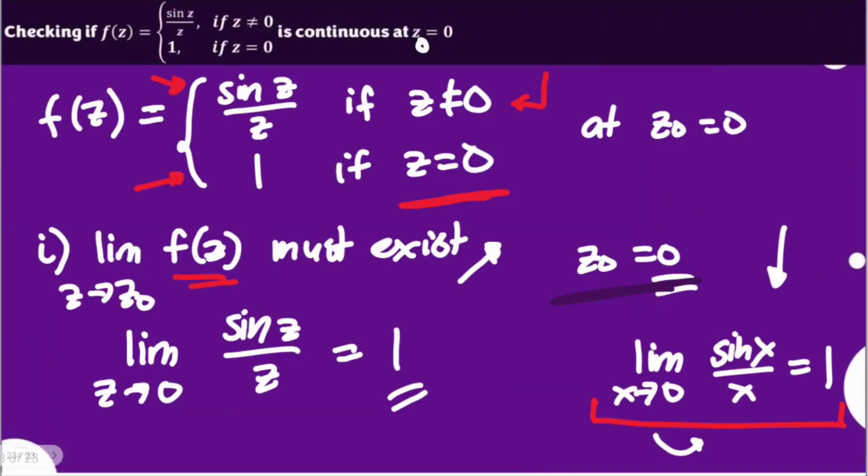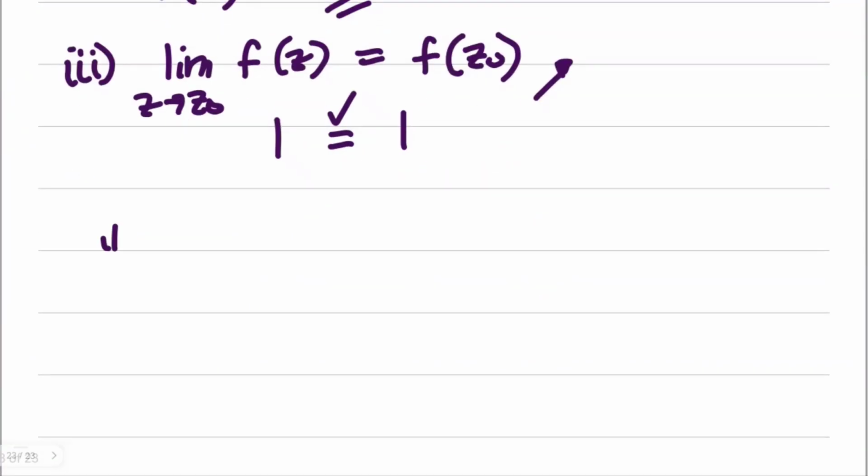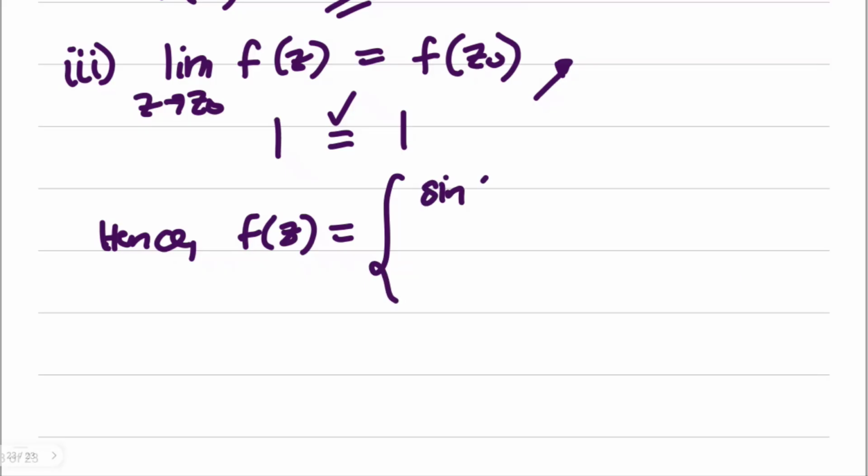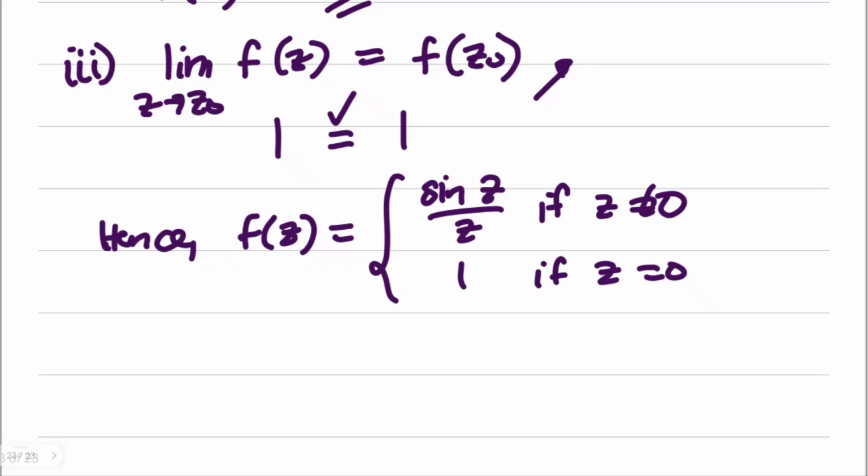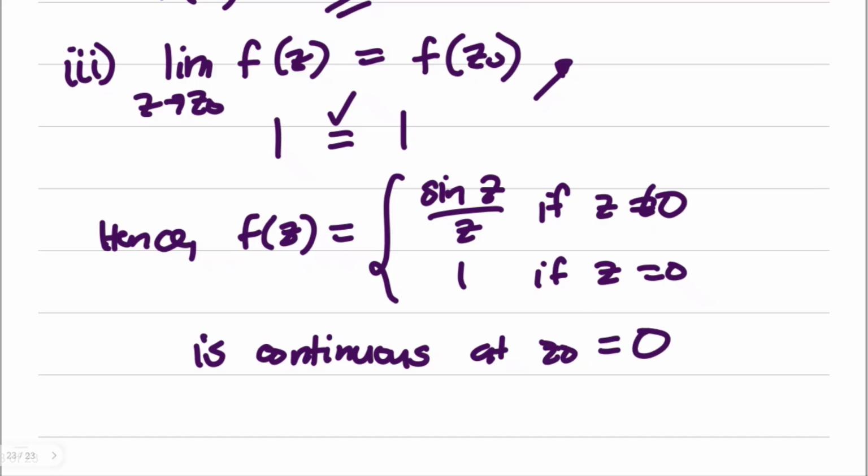With all three conditions true for this given piecewise function at z sub 0 equal to 0, we can now say, therefore, that the function f of z, equivalent to the piecewise function sine z over z if z is not equal to 0, and 1 if z is equal to 0, is continuous at z sub 0 equal to 0, because all of these are satisfied.